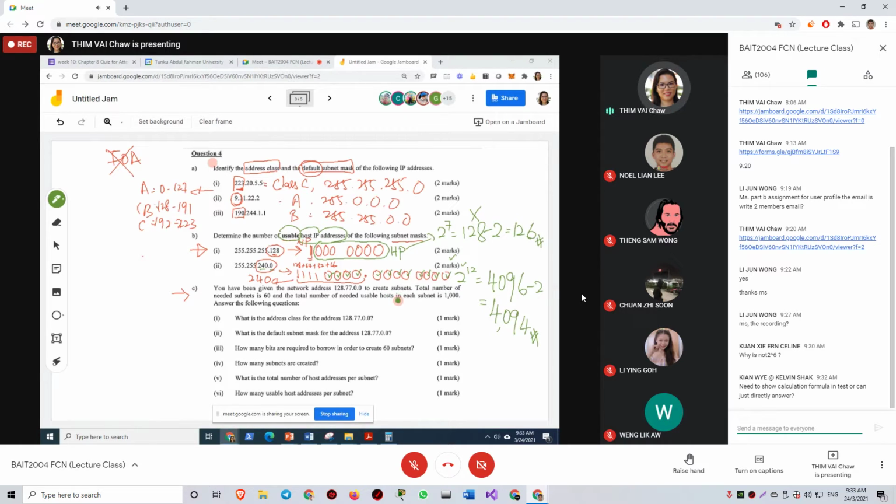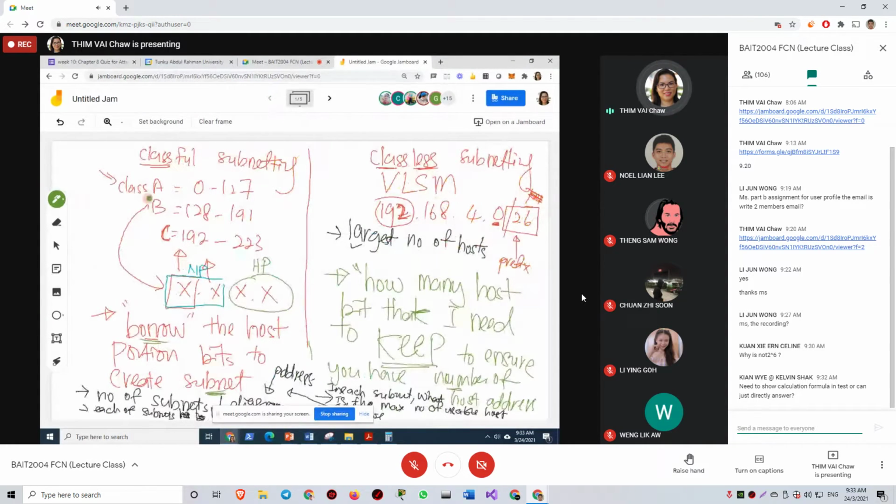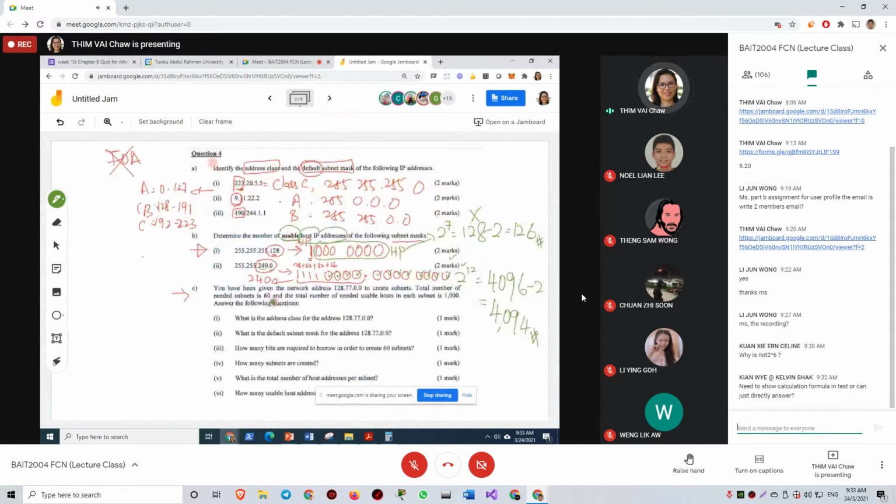Why I know that it's a classful subnetting: as I previously mentioned, when there is a classful subnetting, they will tell you the number of subnets, or give you a diagram and ask you to determine how many subnets there are inside the network. So over here, you have been given a network address. He gave this network address to create subnets. Can you see that? He creates subnets.